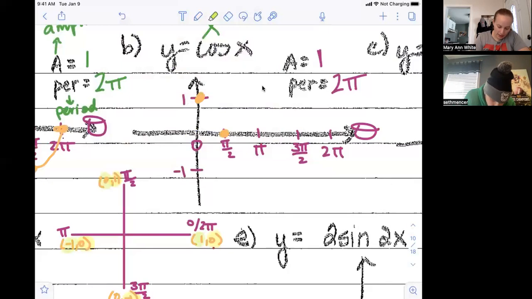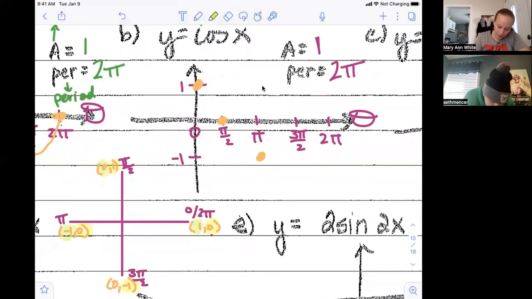At pi, my cosine is -1, so I'm going to go all the way down to -1. At 3 pi over 2, my cosine, my x, is 0, so I'm going back through 0. And then at 2 pi, it's the same thing as it was at 0, so that's at 1. And then we're going to try and make this look like a wave, just like the other pieces were. And that's what my cosine graph looks like.